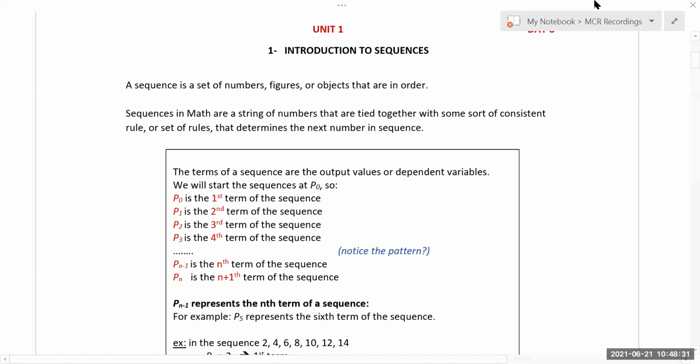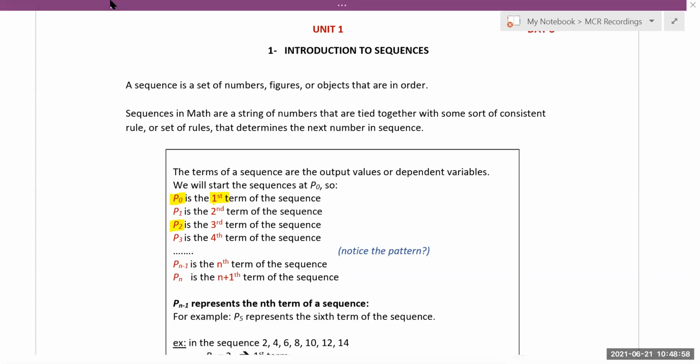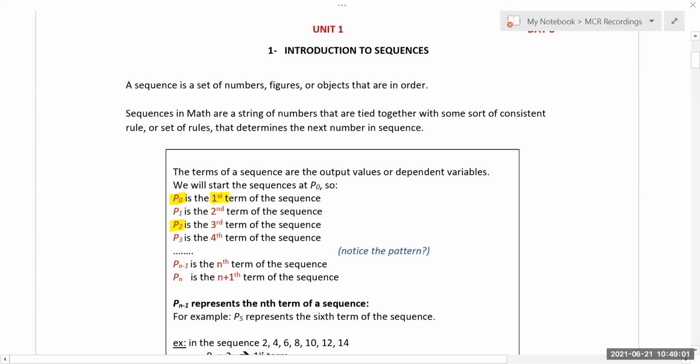So we need to know a couple different notations as we go into this unit. The first one is this idea of your P is your term number. P0 is your initial value, and it's actually the first term in your sequence. P2 then is after 1, 2 iterations. So these are your number of iterations. So it's actually going to be the third term. Whatever your P subscript is, you're actually one more term than what we think.